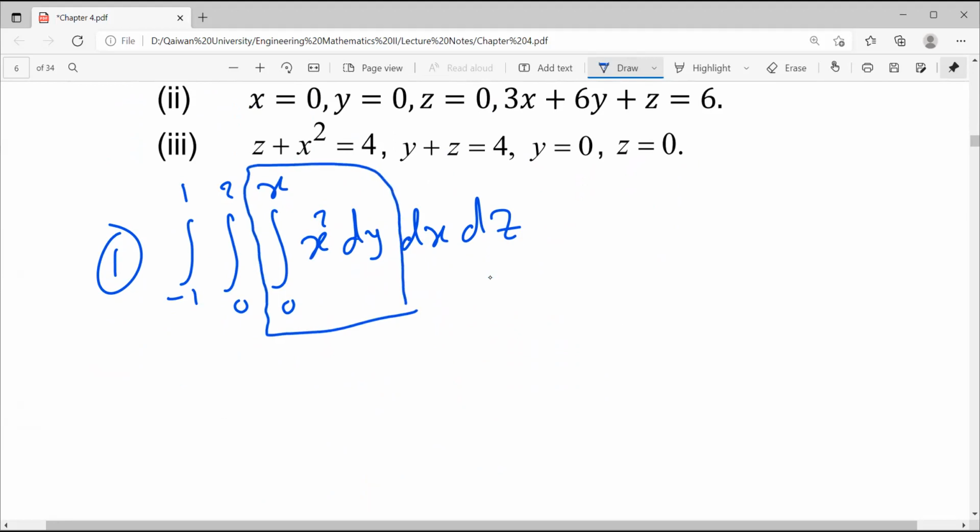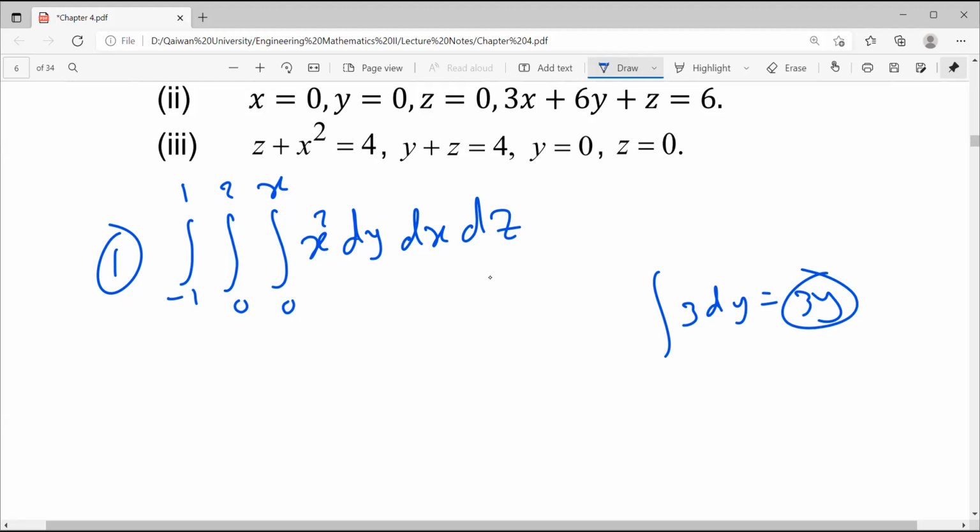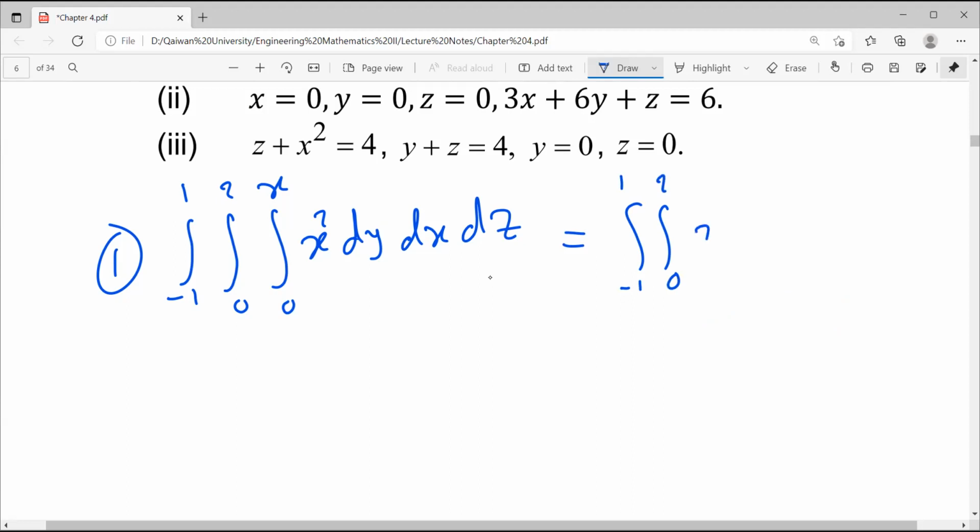The integration of x squared with respect to y: x squared is a constant, so it is y times x squared. You see the integration, let's say, of 3 dy equals 3y. And here, when we take integration with respect to y, x squared is a constant. That means it's x squared times y. We still have two integrations, -1 to 1, 0 to 2, for x squared y from 0 to x, dx dz.